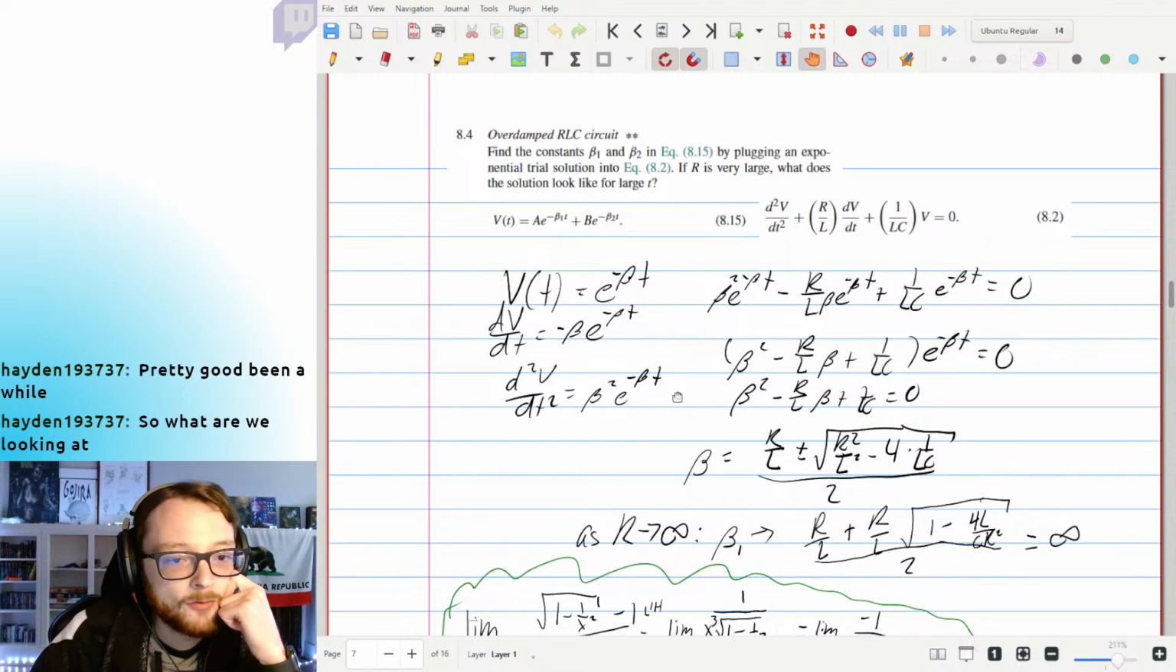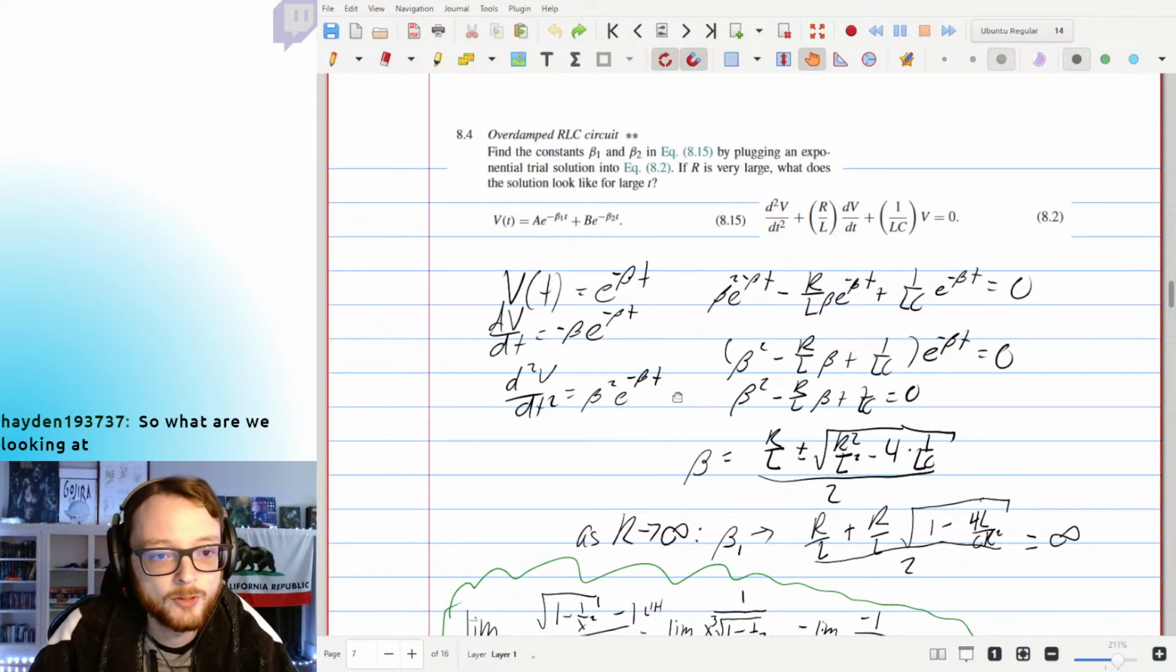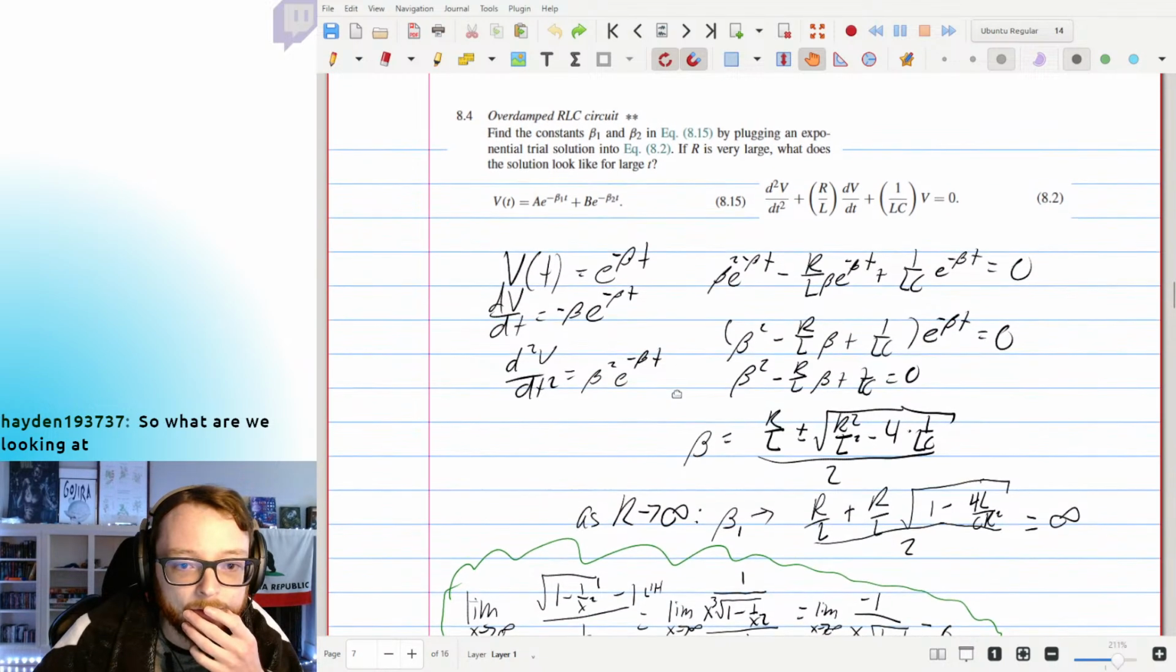So this problem is related to AC circuits, Hayden. This one is asking about an RLC circuit, specifically an overdamped one, which I think is when the resistance is very high. I don't think it's only the resistance. I think it's like maybe a combination of the R, L, and C constants. Yeah, it is.